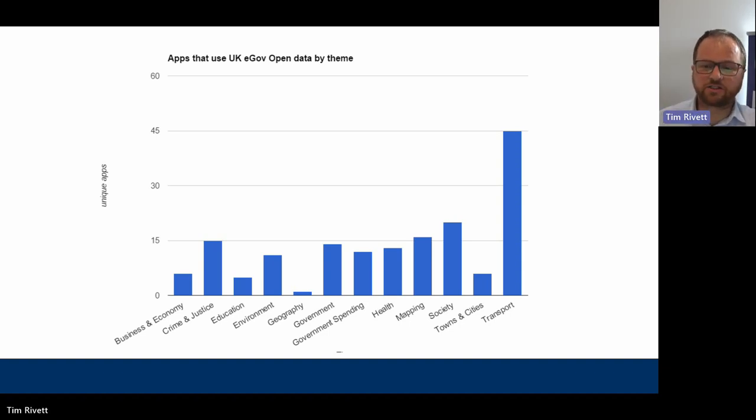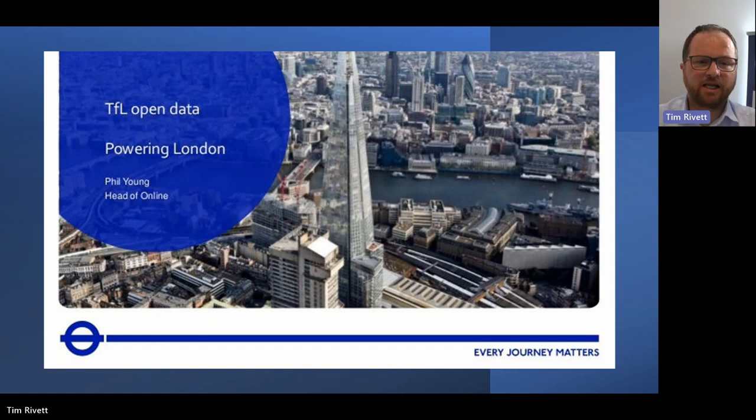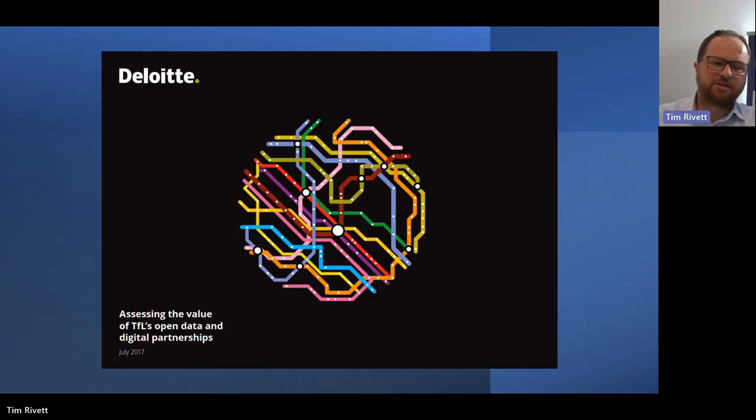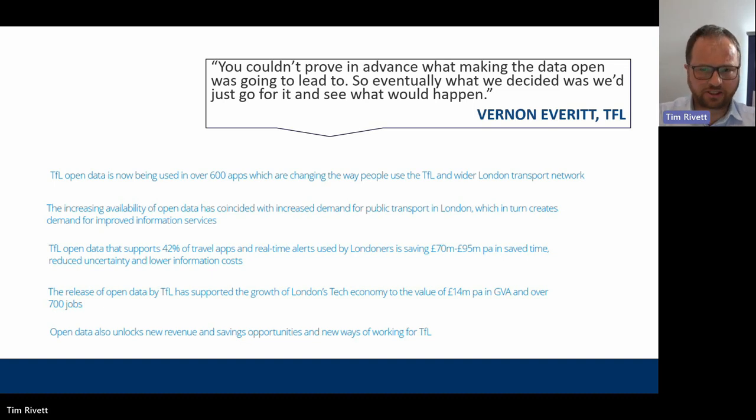One of the first large organizations that made their data open and took the decision to open things up was Transport for London back in the mid-noughties, and that's had quite a big impact, such that back in 2017 Deloitte did a report looking at the value that has been generated from the TfL open data. There was one done earlier than that as well, but it was updated in 2017. It was quite interesting.